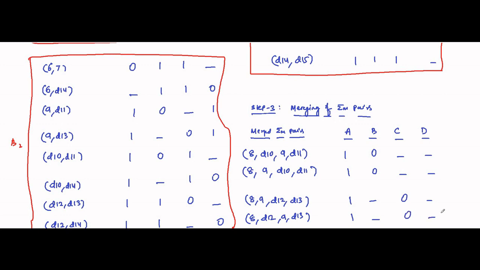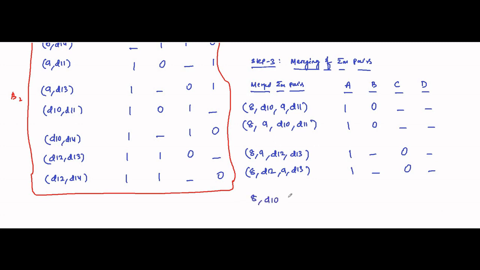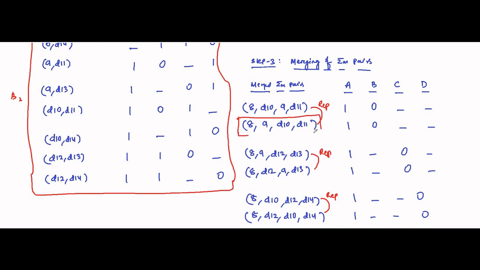Then we have 8, D10, D12, D14 with binary representation 1, dash, dash, 0, and 8, D12, D10, D14 with binary representation 1, dash, dash, 0. So now if you see here, these two merged minterm pairs consist of the same minterms, so they are repeated. These two also are the same, repeated, and these two are also repeated. We have to pick only one out of them. So 8, 9, D10, D11 because it is in serial order. 8, 9, D12, D13 because it is in proper serial order. And 8, D10, D12, D14, this one out of these two. This is in between B1 and B2.